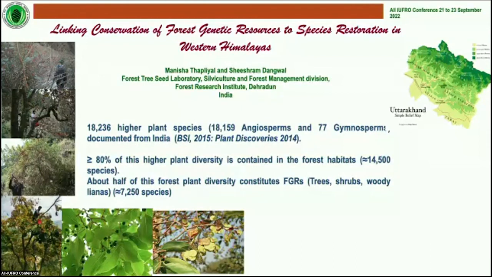I will present about the program on conservation of forest genetic resources of the Himalayan state Uttarakhand, nestled in the Western Himalayas, and the program's linkage to species restoration.